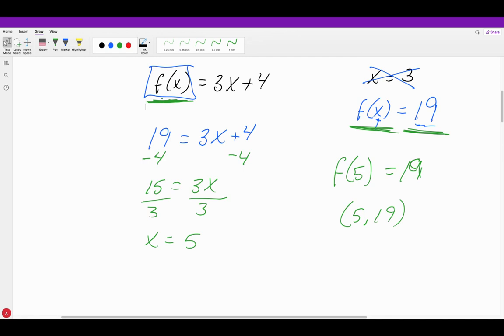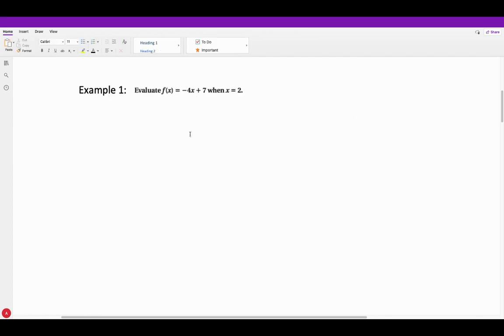All right, so now that we explained this, we're going to do 2 examples, one of each again, just to make sure that we understand what we're doing with this. All right, so for this problem, it says evaluate the function f of x equals negative 4x plus 7 when x is equal to 2. So they're telling us we want to substitute 2 in for x.